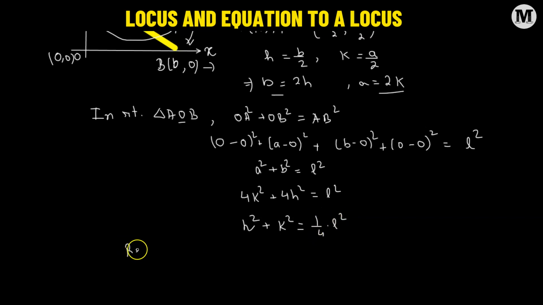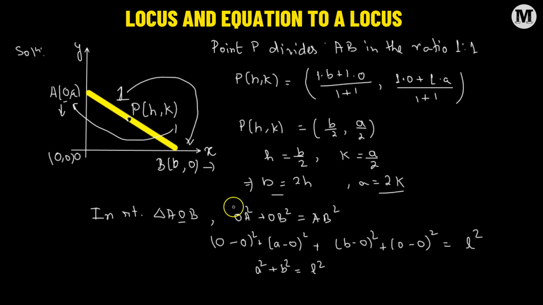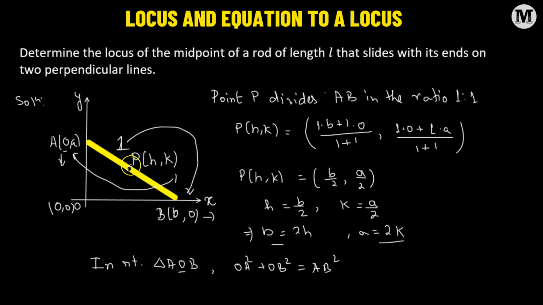And we will finally replace H with X and K with Y. This is going to give us the equation of the locus of the midpoint. So we have X squared plus Y squared equals 1/4 of L squared. So this is the locus of the midpoint of the rod of length L which is sliding with its ends on two perpendicular lines.